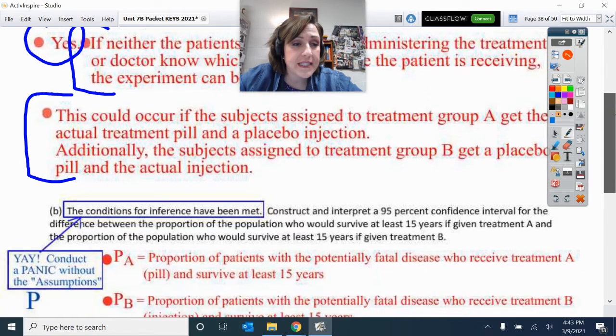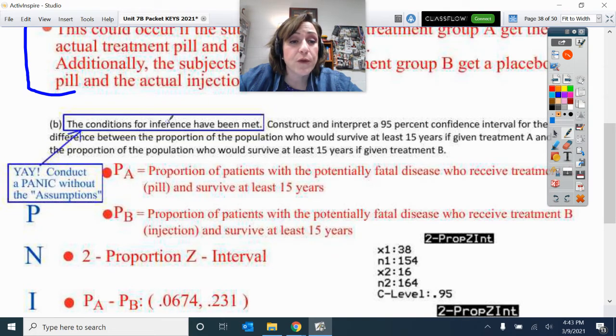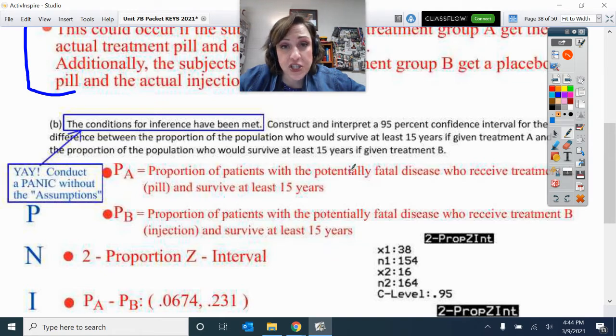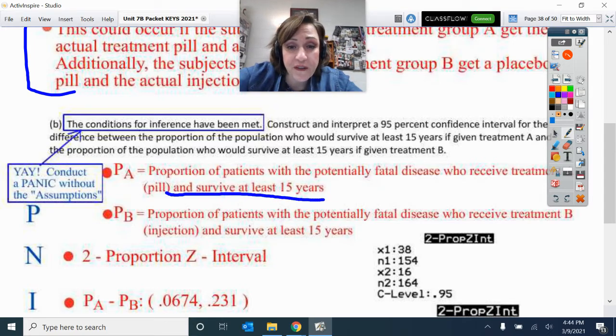Okay, next is B. The conditions for inference have been met. Yay! That means I do not have to do the assumptions portion. Okay, so no assumptions. Construct and interpret a 95% confidence interval for that difference between the two, the proportion who would survive at least 15 years given treatment A and treatment B. So P of A equals the proportions of patients with this potentially fatal disease who receive treatment A, which is the pill, and survive at least 15 years.